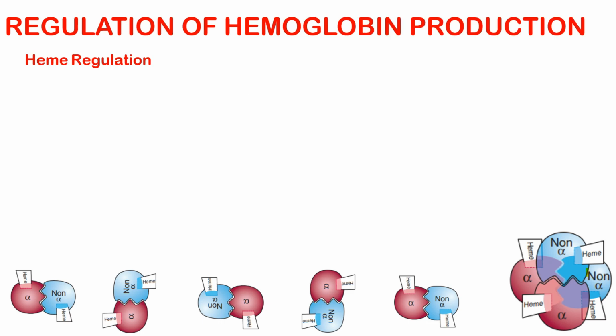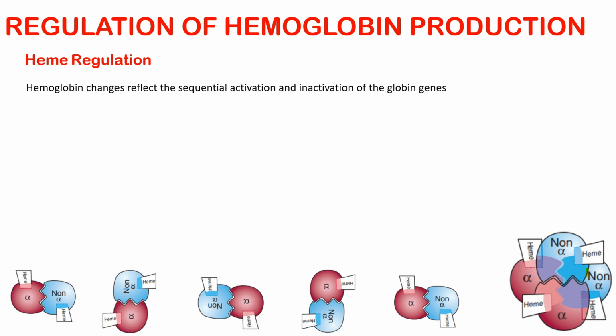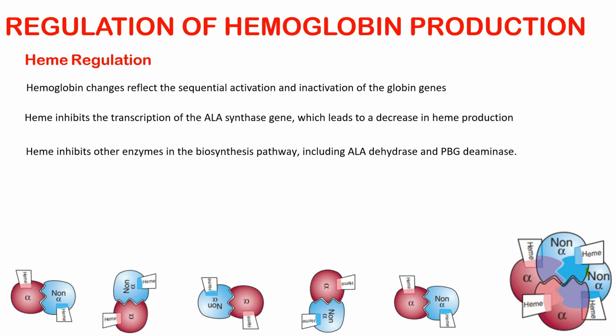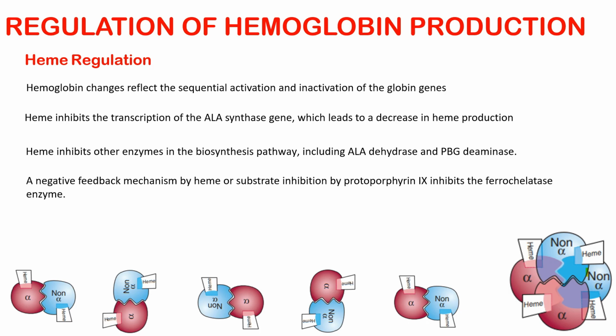Heme regulation. Heme inhibits the transcription of the aminolevulinic acid synthase gene, which leads to a decrease in heme production. Heme inhibits other enzymes in the biosynthesis pathway, including aminolevulinic acid dehydrase and porphobilinogen deaminase. A negative feedback mechanism by heme or substrate inhibition by protoporphyrin IX inhibits the ferrochelatase enzyme. Increased demand for heme induces increased synthesis of aminolevulinic acid synthase.